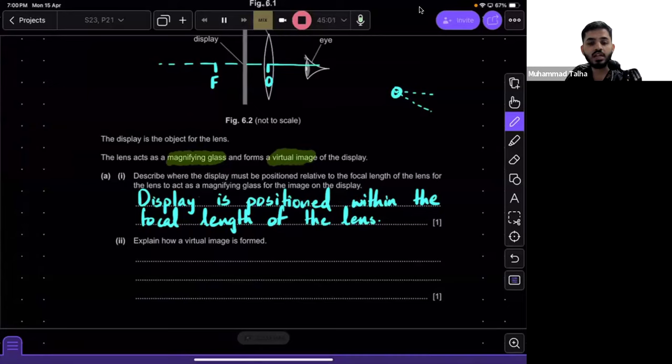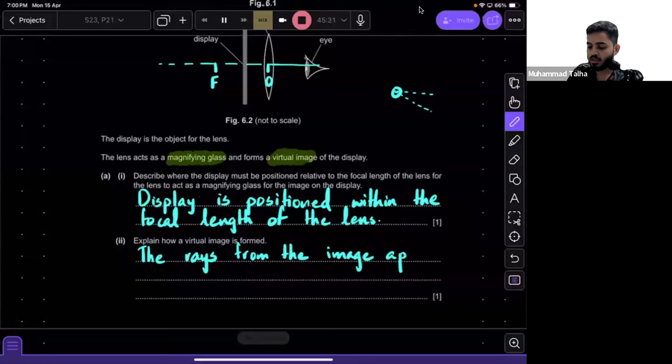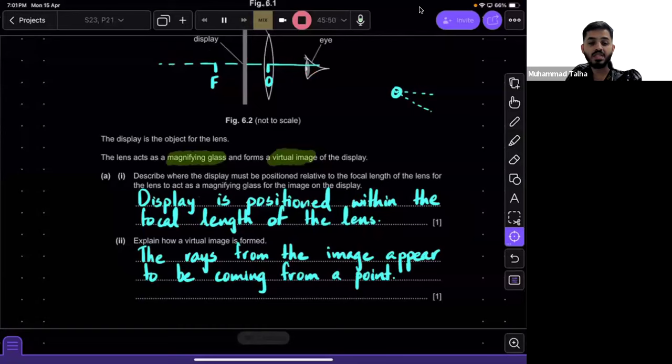If we talk about a real image, then at the position where the image is formed, the rays are actually coming out of that point. Whereas for a virtual image, the rays just appear to be coming from that point. It's not actually coming from that point. It just appears as such. So the rays from the image appear to be coming from a point, where the image is formed. For example, if the eye sees it here, the image would seem to be someplace here. So it just appears that the rays come from the image.